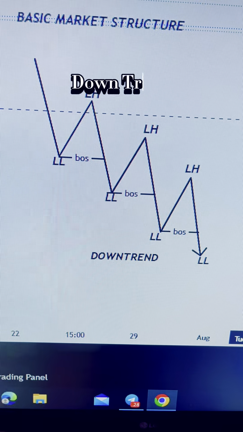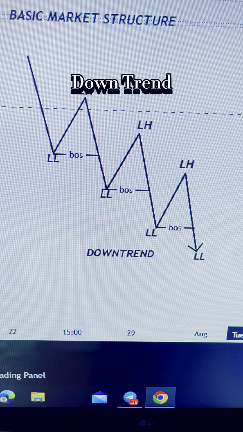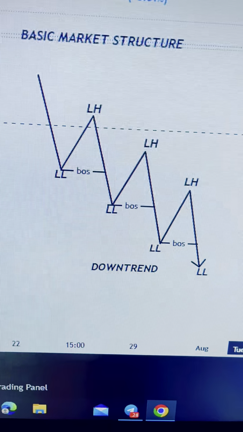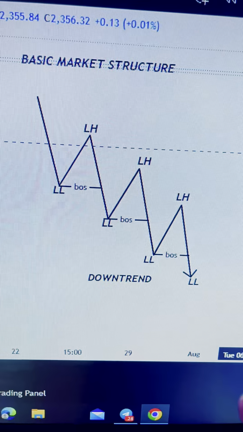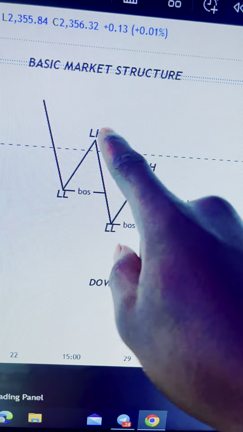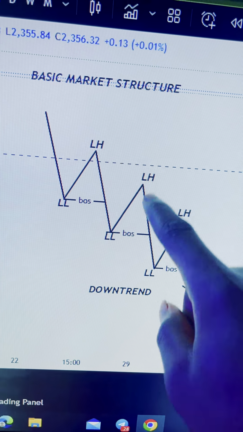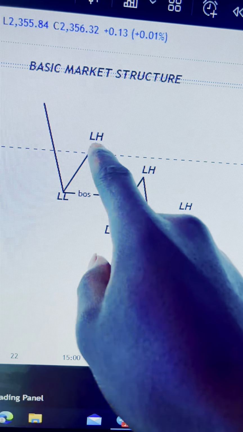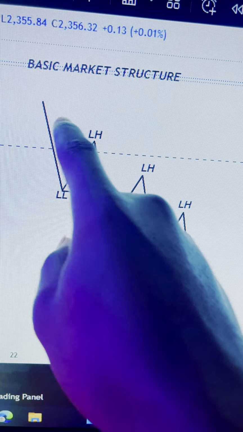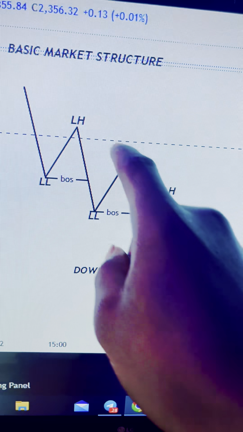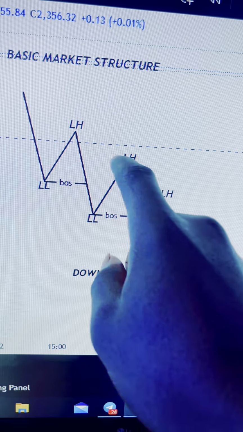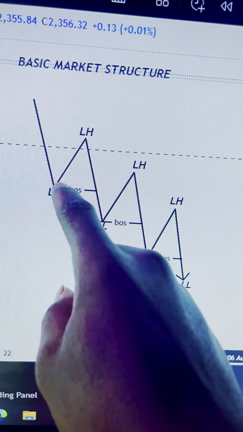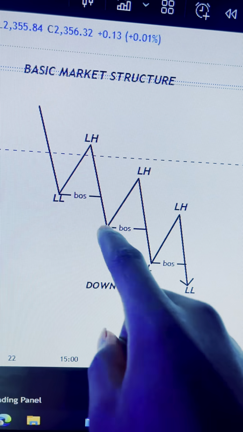This is a downtrend. A downtrend is simply the opposite of an uptrend. The market is simply descending. It's made up of lower lows and lower highs. The reason this is called a lower high is because this high is lower than the previous high, and this high here is lower than the previous high. And this is called a lower low because this low is lower than the previous low.